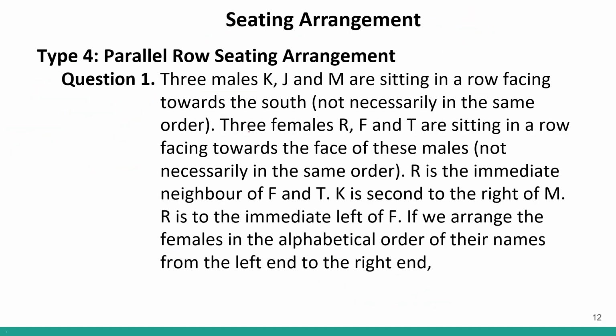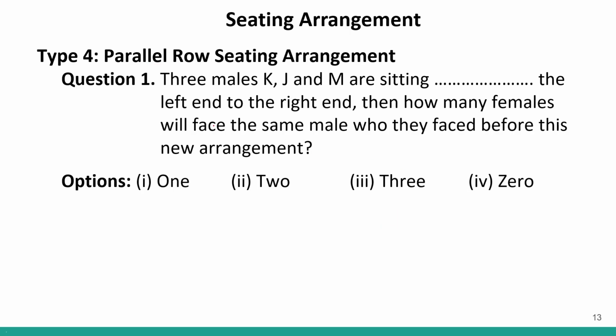So now coming to parallel row seating arrangement. Parallel row means there are two rows. So it's the same concept as linear seating arrangement, just one row is being added. So this is the question, and based on this question, we have a question over here. Okay, this was the data.